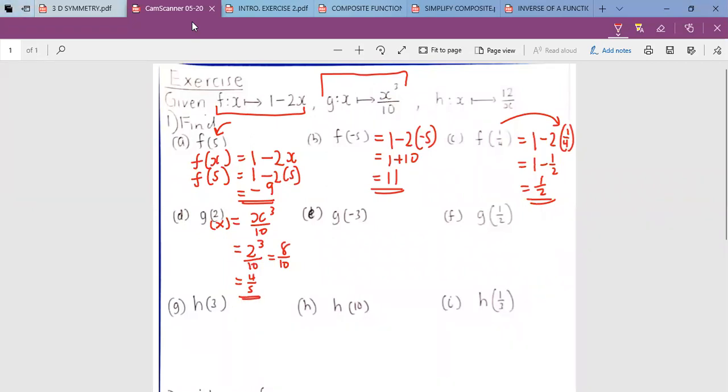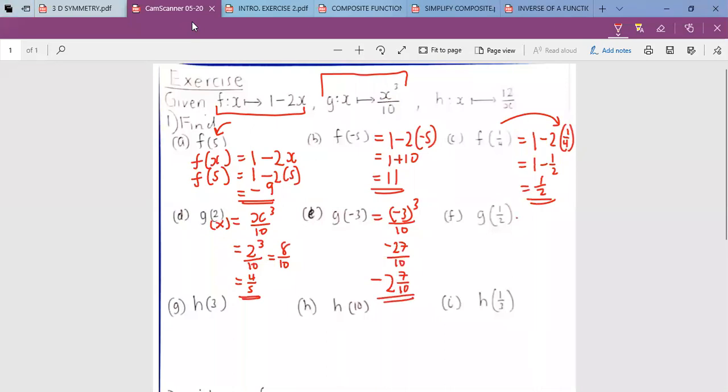Good. Let's go to the second one here, E. I use function g again. So in the place of x, I keep minus 3. So I'll get minus 3 power 3 over 10, because that's the function g. When I open the bracket, it will be minus 3 times minus 3 times minus 3. I get minus 27 over 10. Then I have to write this as a mixed fraction. So when I write it as a mixed fraction, I get this.